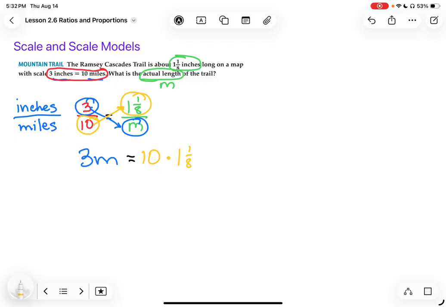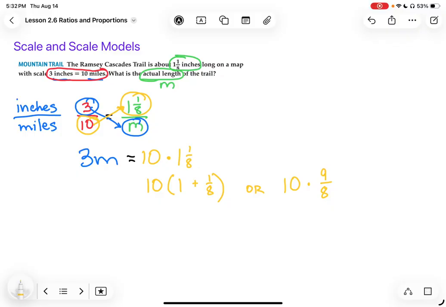So 10 multiplied by 1 and 1/8 is not the sort of problem that fills my heart with joy just because it is a mixed number. The way that we could do this with the distributive property is 10 times 1 plus 1/8. That would give us the answer. We could also do 10 times 9/8. We could turn that into an improper fraction. Sorry, an improper fraction. Don't sick the English teachers on me. Either one of those will work for us just fine.